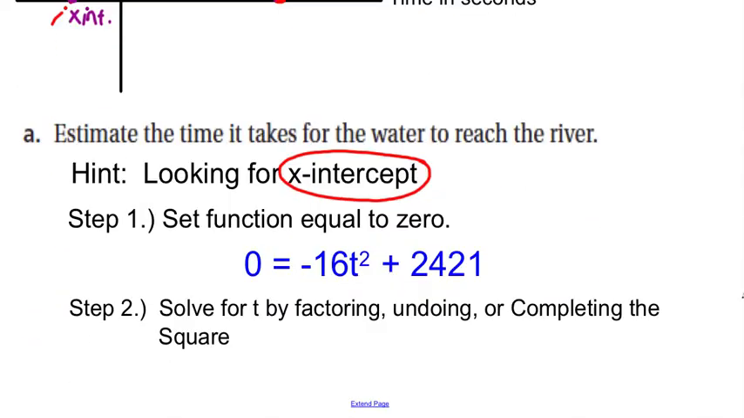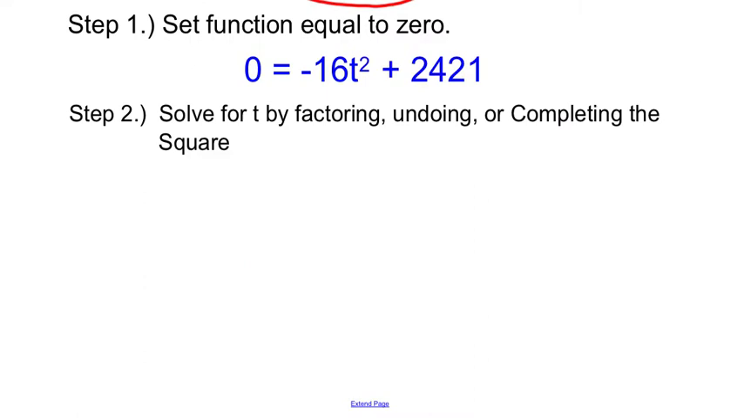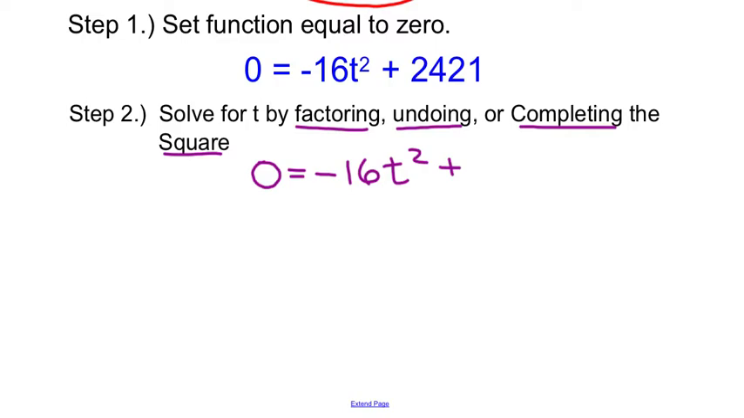So if you remember from our class, to find an x-intercept, we're looking for the 0 of the function. So I have the steps here. Set the function equal to 0, and then solve for t by factoring, undoing, or completing the square. You can use any of those three methods. So 0 equals negative 16t squared plus 2,421. I think the easiest way is to solve by undoing.